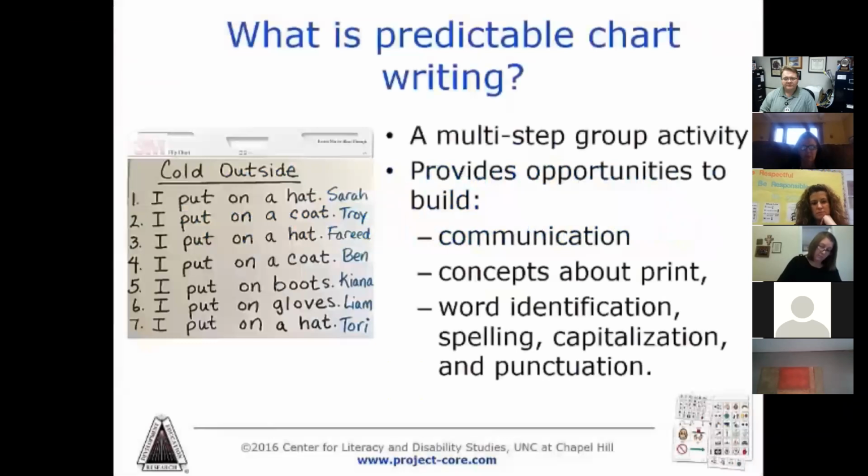Predictable chart writing is a multi-step group activity. It provides a framework for shared focus on print concepts, writing, and interaction around a topic. It also provides opportunities to support communication, develop understandings of concepts about print, and build early skills in word identification, spelling, capitalization, and punctuation.